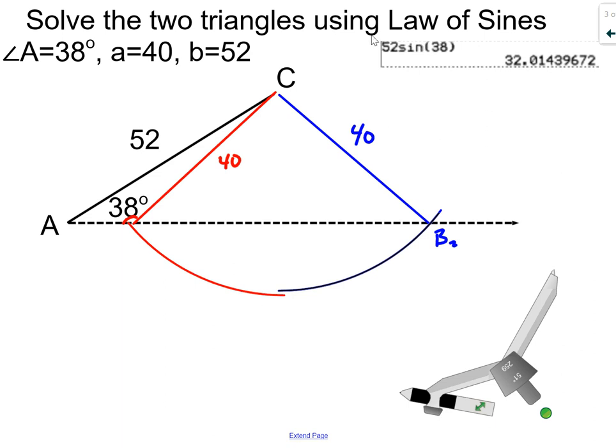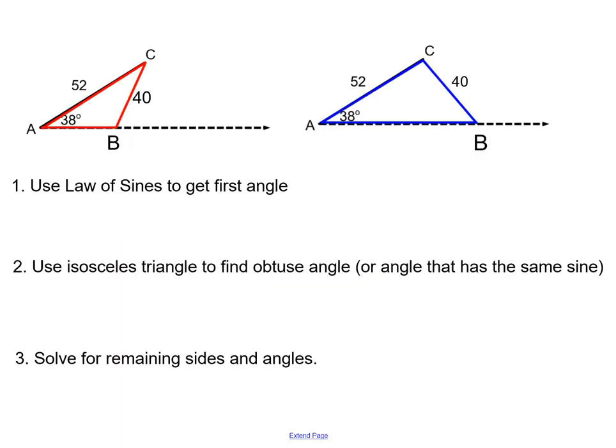I did also want to note that I did find the height right here just to verify that my length of 40 was longer than my height but less than 52. So we can solve this using the law of sines or the law of cosines. I'm going to show you first with the law of sines.